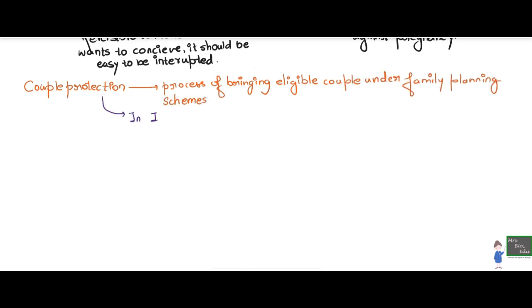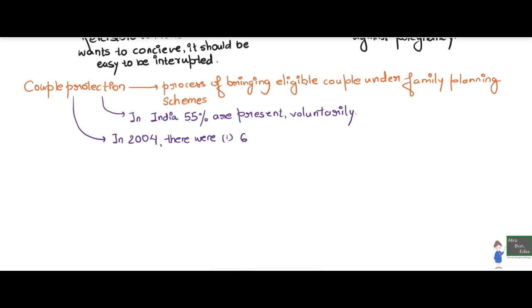The idea of contraception should be engraved in couples under the family planning schemes. In India, we did a survey to find out that 55% of reproductively active couples are actually voluntarily using it, which is a good thing, but this number is still very little compared to how it should actually be.